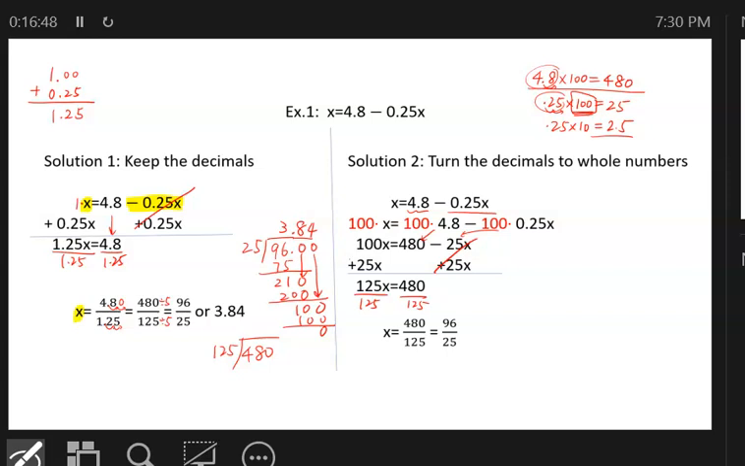By the way, if you don't want to turn this into a decimal, you could leave your answer as 96/25, because a fractional answer is accepted as long as it's reduced.